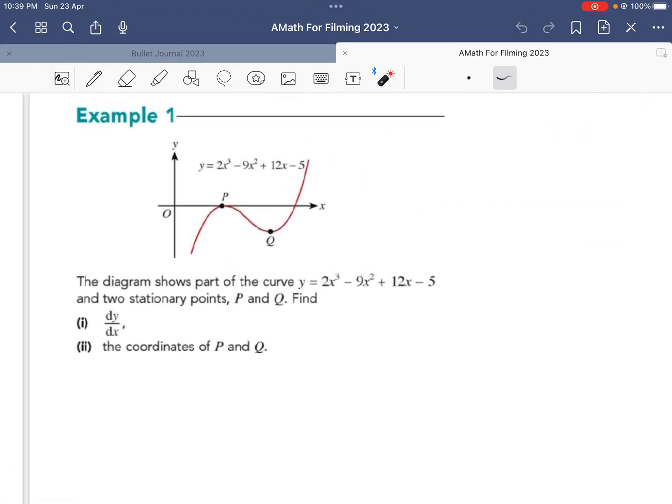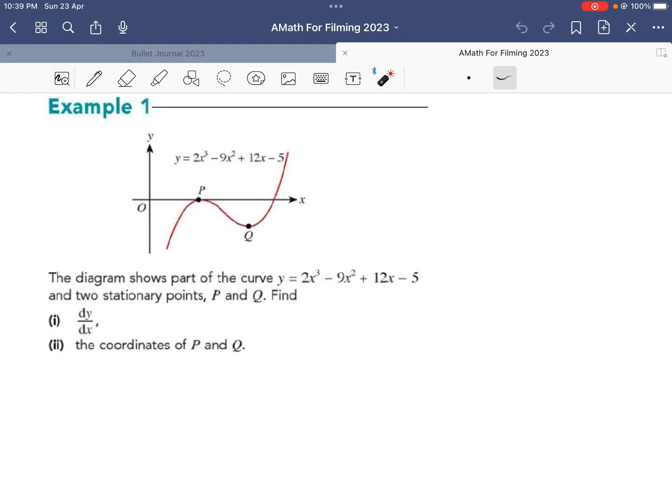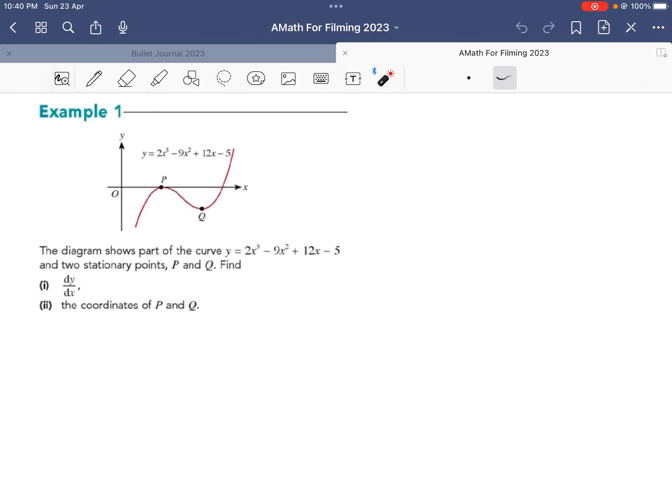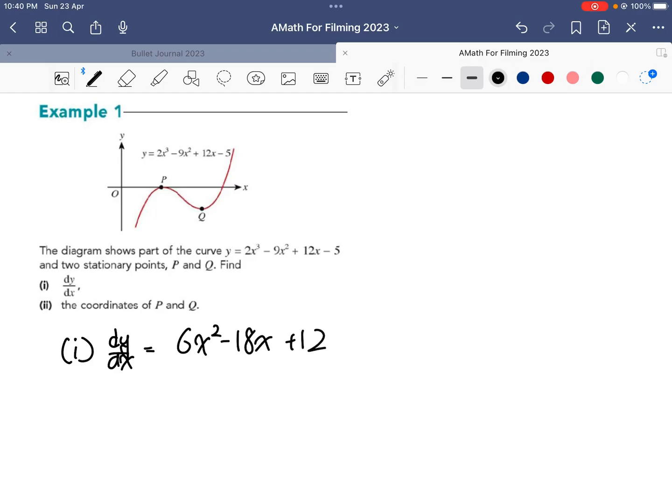So in example 1, what we have here shows the curve y equals 2x cubed minus 9x squared plus 12x minus 5. And this example is very nice to you. They actually show you the curve itself. Most of the time, we won't show you the curve, we just ask you to find the stationary points. So without much further ado, part 1 tells us to differentiate y with respect to x. This is a simple enough question. I think we've done this enough times for you to be able to do this very quickly. So what we get is 6x squared minus 18x plus 12.